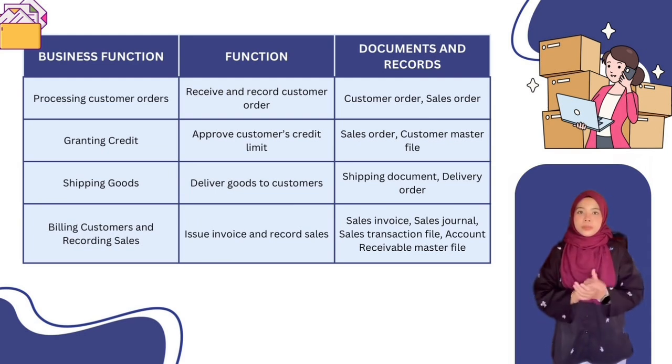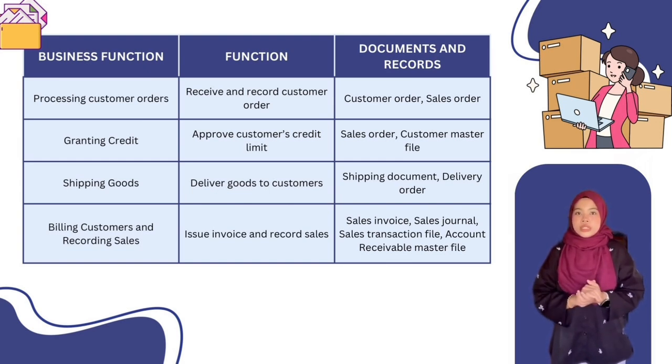That is where the company receives and records customer requests. The documents involved are customer order and sales order. Second is granting credit. Before approving the order, the company reviews the customer's creditworthiness. The documents used are sales order with credit approval and the customer master file.